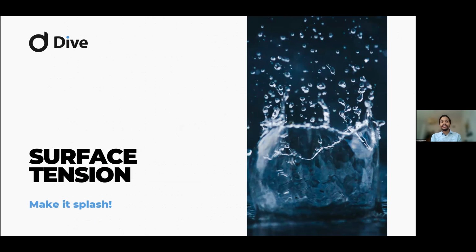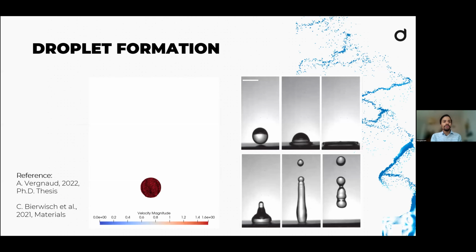The first aspect is surface tension, which I would simply summarize as: make it splash. So whenever you want to do droplet formation or splashing, you need a good surface tension model. So on this slide, for instance, we run a simple test to test our surface tension model.